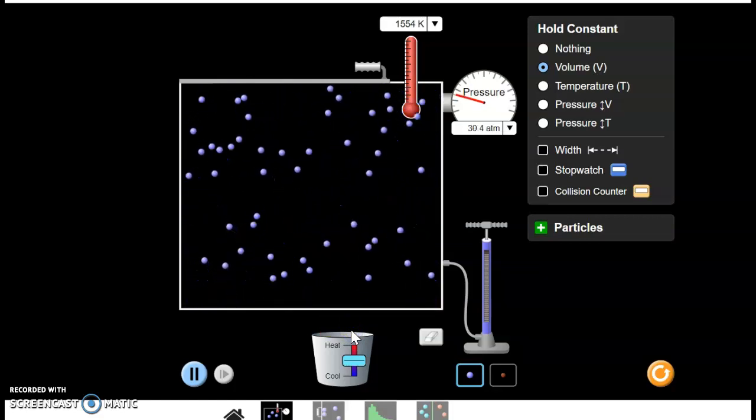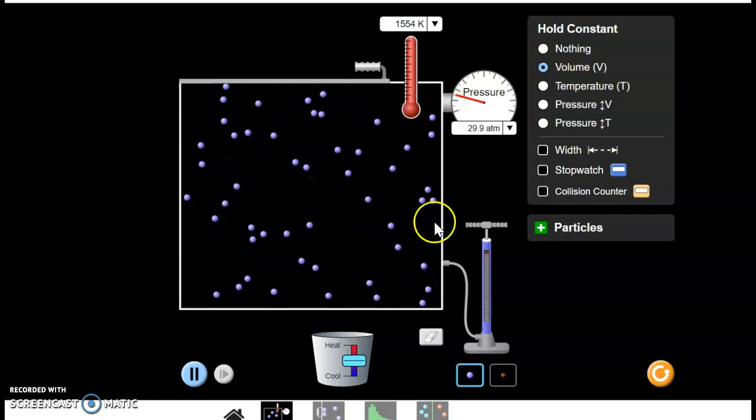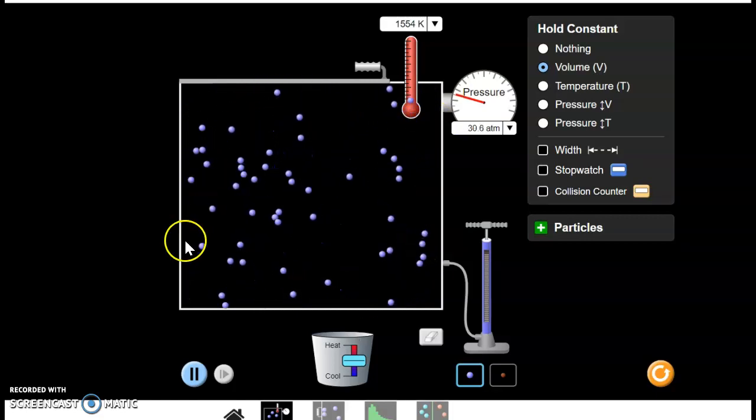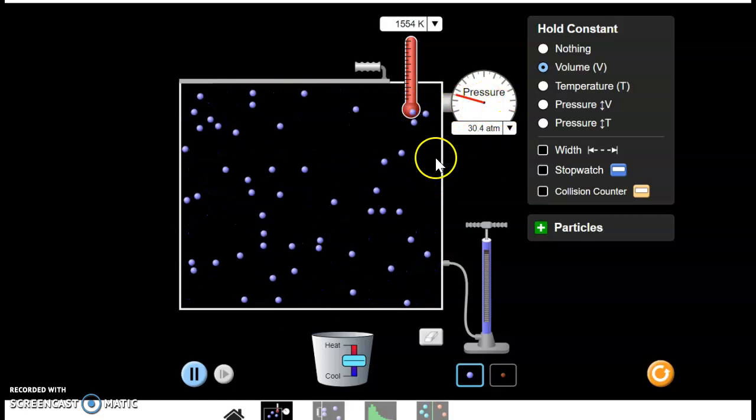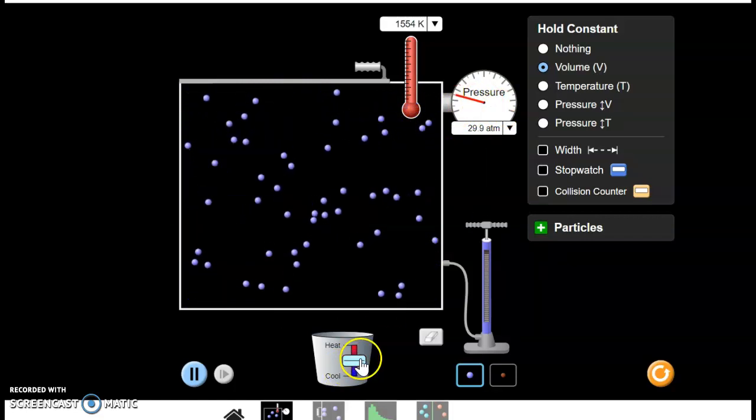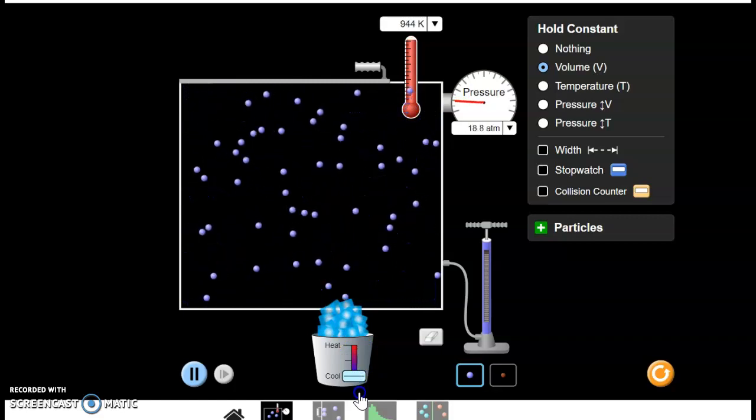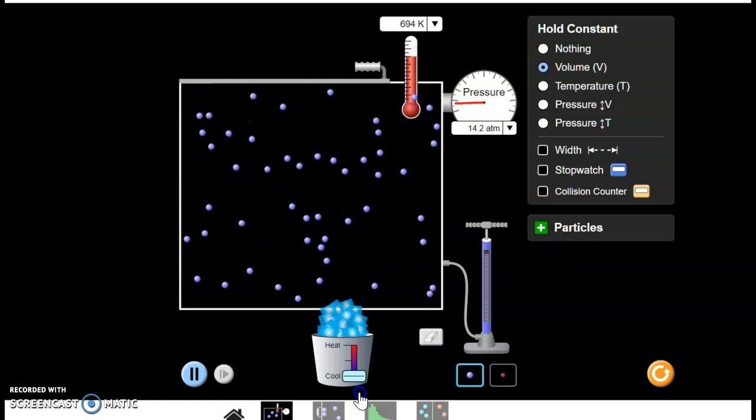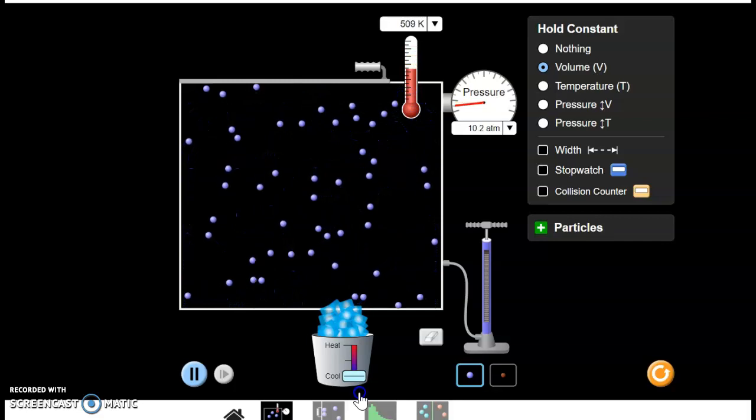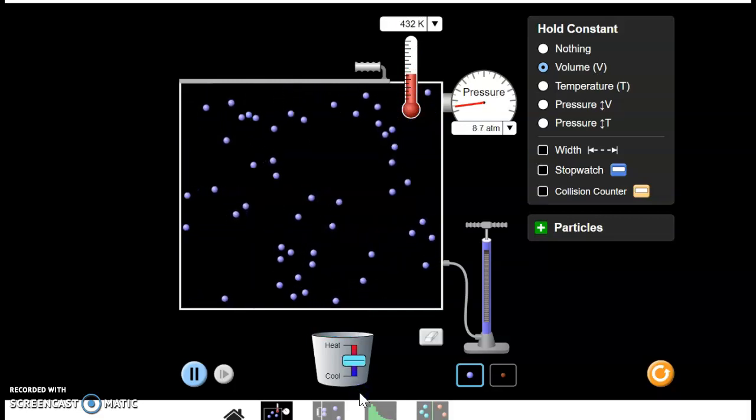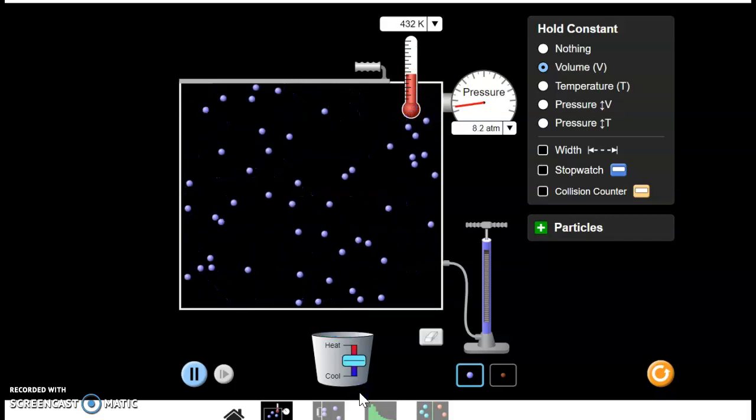Kinetic energy and the temperature. Because they're moving around faster and hitting the walls more frequently, our pressure increased. Now, similarly, if I now cool it, you can see our pressure gauge is starting to decrease because our particles are slowing down, hitting the walls less frequently, so the pressure decreases.